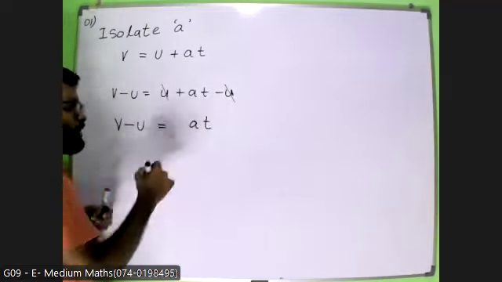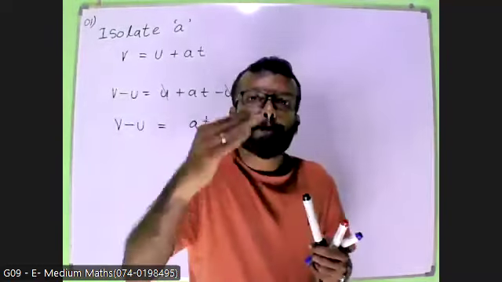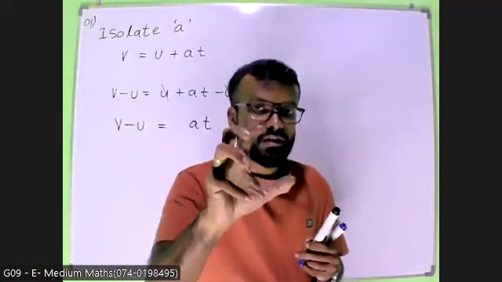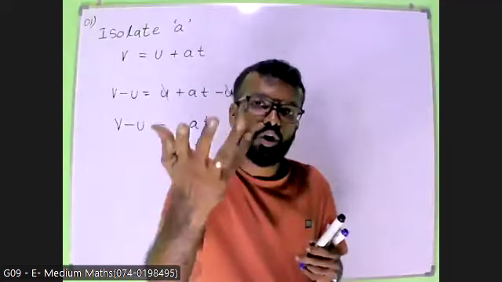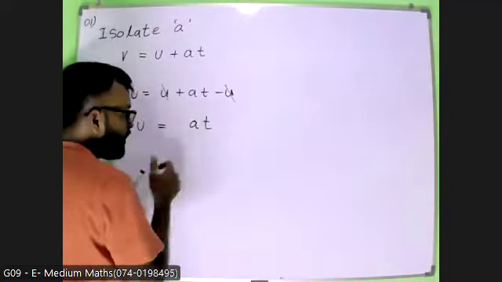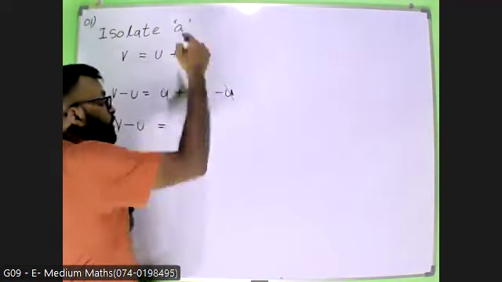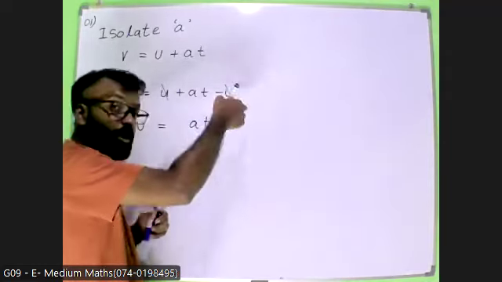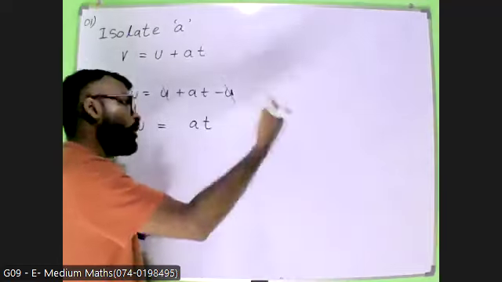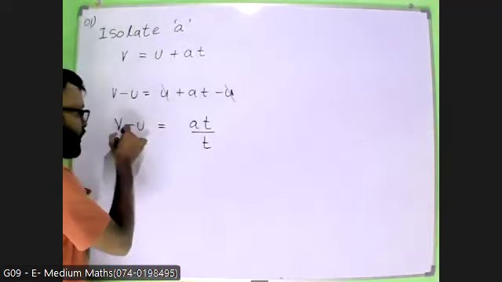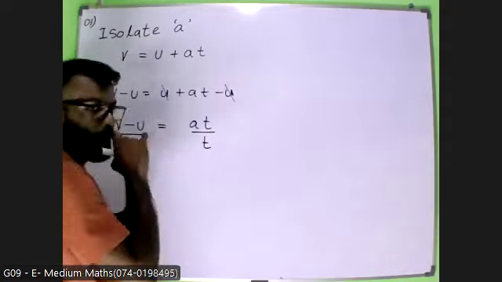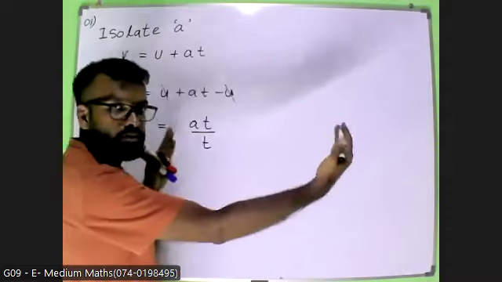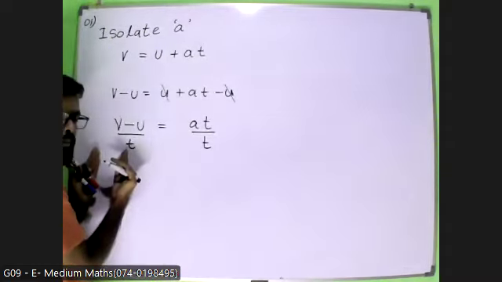What is the meaning of this actually? AT means A multiplied by T. If you have multiplication, you need to remove that. What are you going to do? A multiplied by T, you need to remove T. T is a multiplication for A. You have to divide both sides by T if you want to isolate A. You have to divide this whole thing by T.